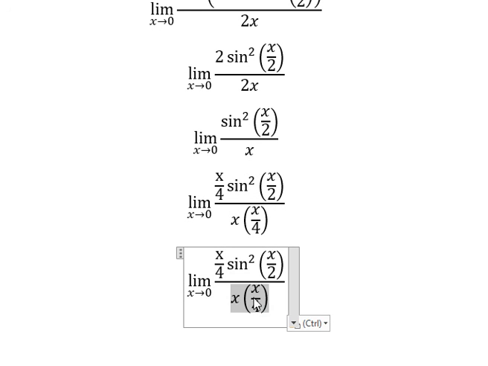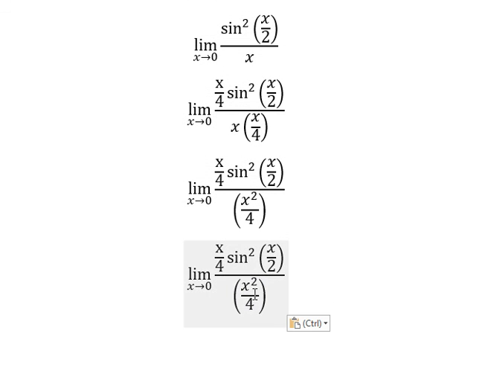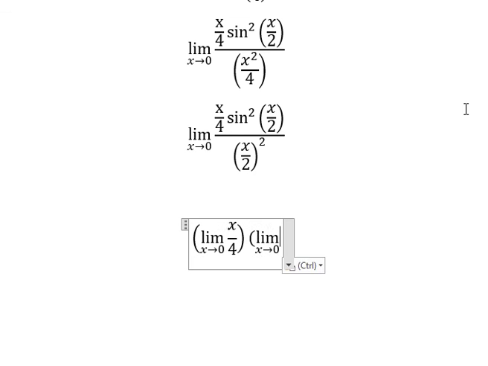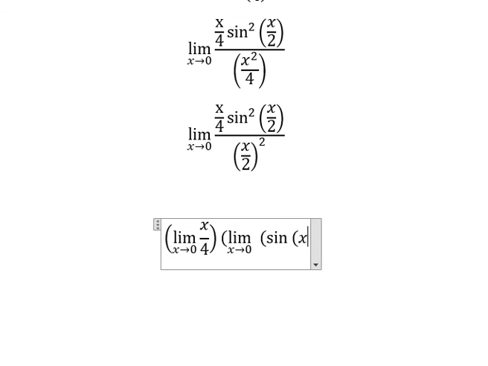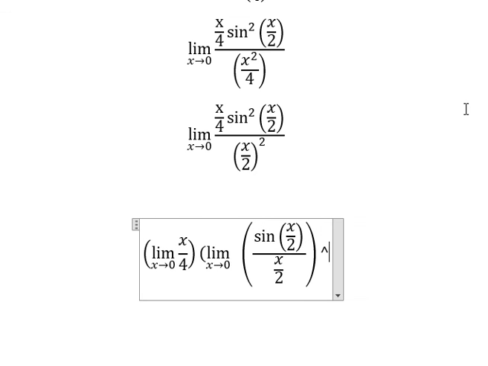This one you get s squared over 4. And we know that s squared over 4 is s over 2 to the power of 2. And now I will create two limits in here. The first one is s over 4. And the second one is sine of s over 2 over s over 2, everything to the power of 2.